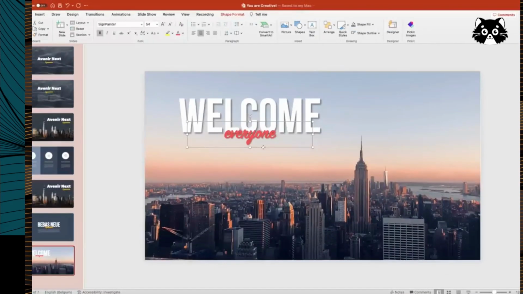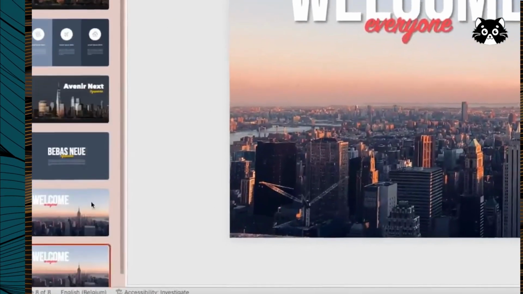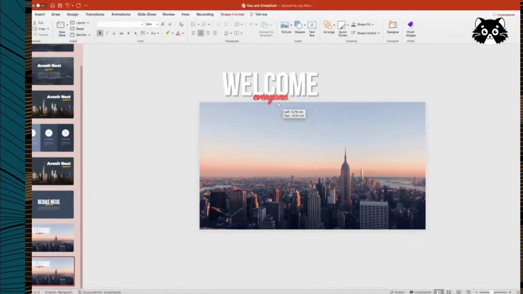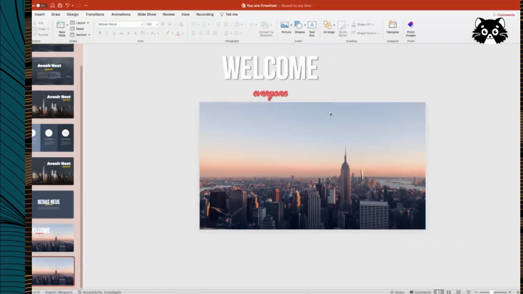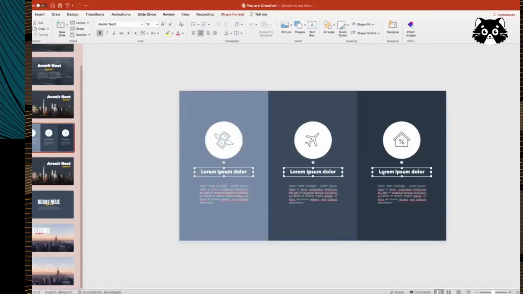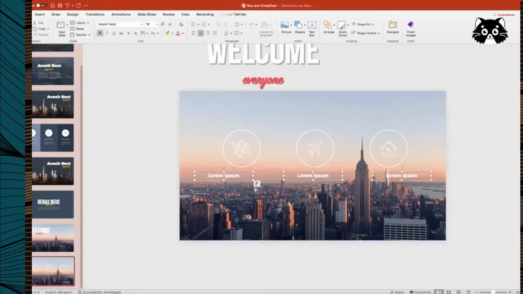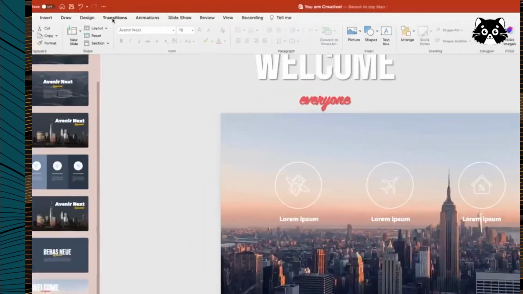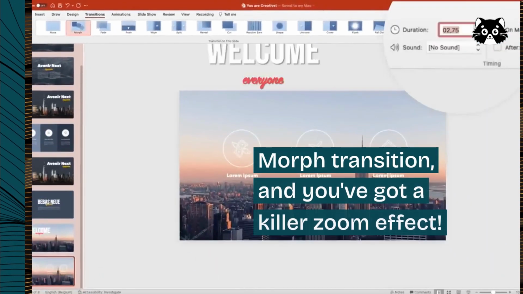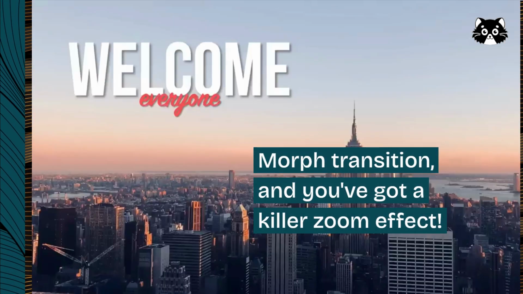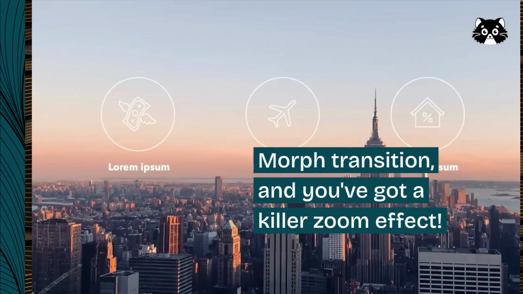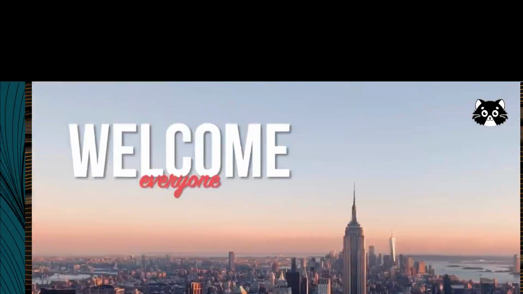This one's super dynamic. Picture this, a welcome slide that smoothly zooms into your content. Let's make it. New slide, background image, and title. Duplicate, move the title off screen, and enlarge that background image. Add your circles, icons, and supporting text. Morph transition, and you got a killer zoom effect. Plus, you can reverse it for a cool exit.